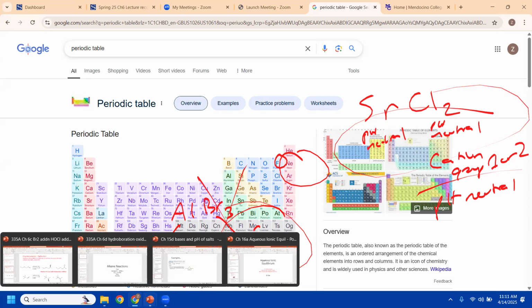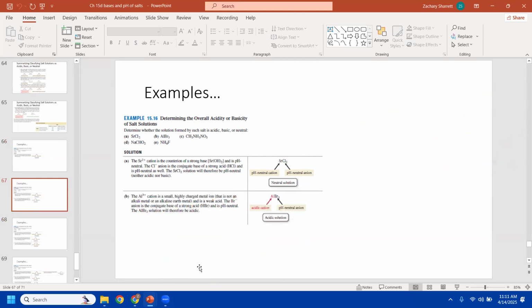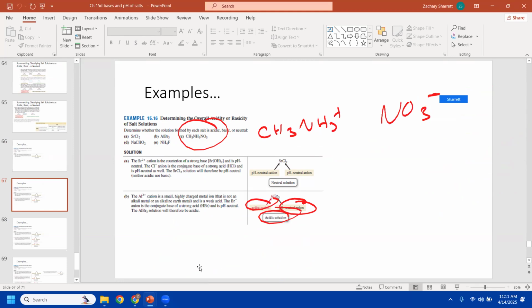No. So for those of us who didn't get it, whenever you have a cation from a metal that's not in group 1 or group 2, it will be a slightly acidic compound. Okay? So this will be slightly acidic. So then this solution would be an acidic solution. You see here, pH neutral, acidic. If you have a neutral and an acidic, what's it going to do? Make the solution acidic. Let's look at this next one. CH3NH3 plus and NO3 minus. Okay? That's me breaking it apart. I break apart the cation and the anion. I put the plus with the cation, the minus with the anion.